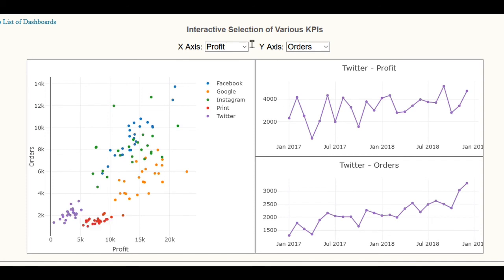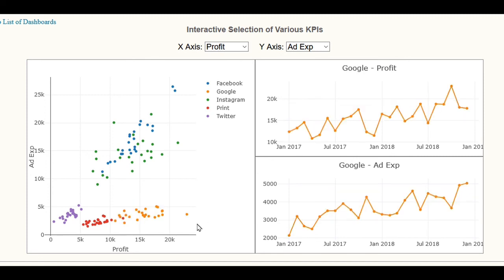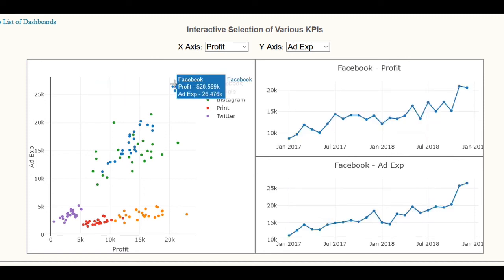One of the things that I always like to look at on here is profit and ad expense. Now, this tells us how much money we're making off of each of the different marketing channels, along with the expenses we have to go to. This data indicates that our most profitable point was here with Google, and it was also one of our least expensive. As opposed to Facebook, which is up here and has a comparable profit, but a much higher expense.